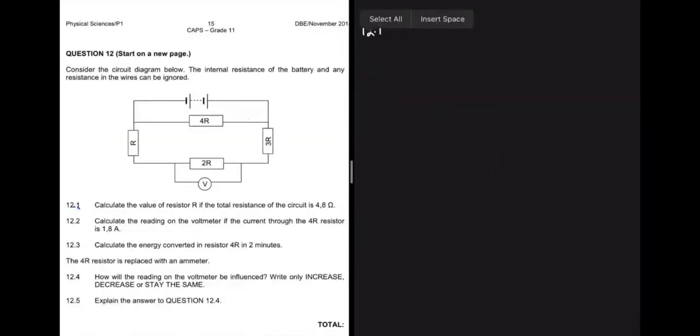Question 12.1 says calculate the value of resistor R if the total resistance of the circuit is 4.8 ohms. So we know that R total is equal to the resistance in series plus the resistance in parallel. So let's start with the resistance in series.